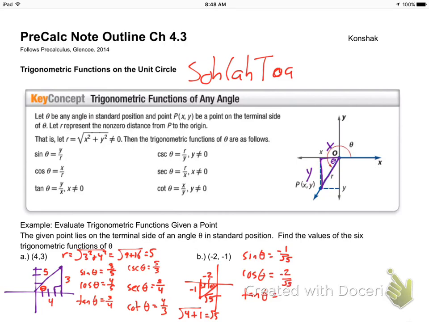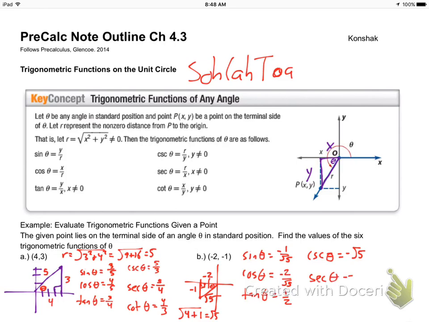And tangent would be -1 over -2, which actually turns into 1/2. Cosecant theta equals negative square root of 5.